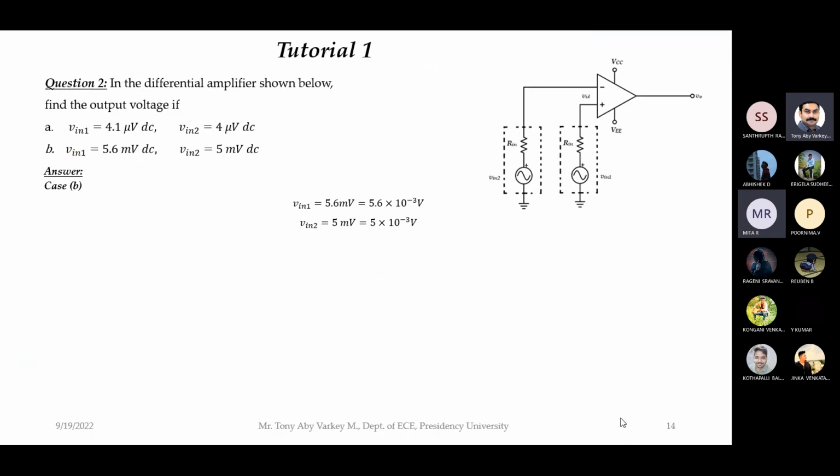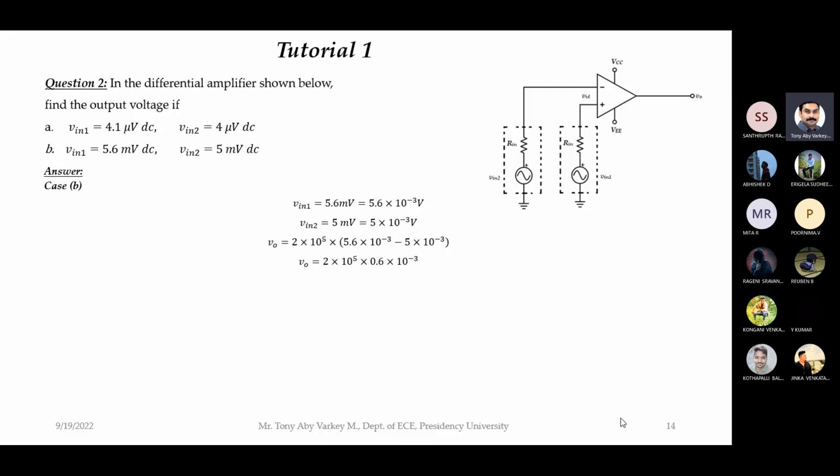A is 2 into 10 power 12? No, right? A is 2 into 10 power 5, correct? So A, 2 into 10 power 5 into 5.6 into 10 power minus 3 minus 5 into 10 power minus 3. So how much is that? 0.6 into 10 power minus 3 into 10 power 5 into 2. How much is that?